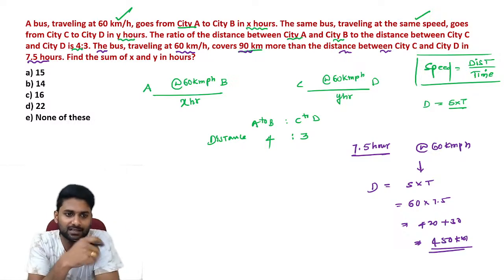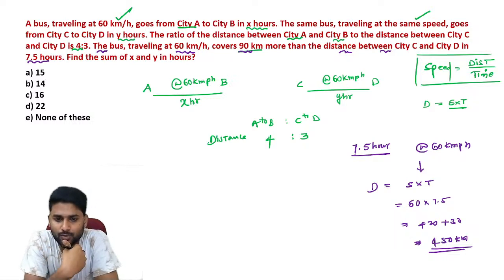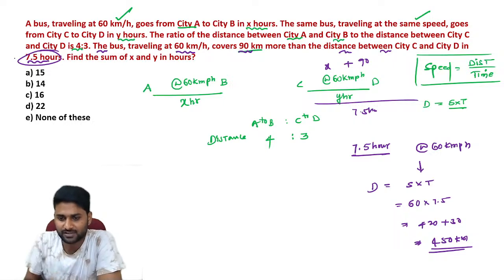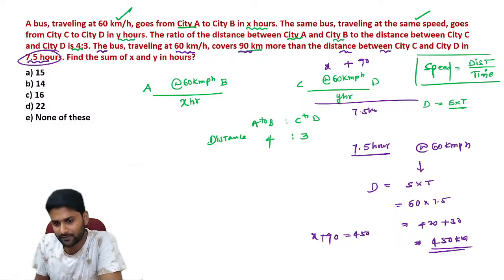So we should understand that the bus traveling at a speed of 60 km per hour covers 90 kilometers more than the distance between C and D. C and D has a certain distance, X. In 7.5 hours, they covered X plus 90 kilometers. Now X plus 90 is equal to 450, then X is equal to 360. Then you get the distance between C and D: it is exactly 360.